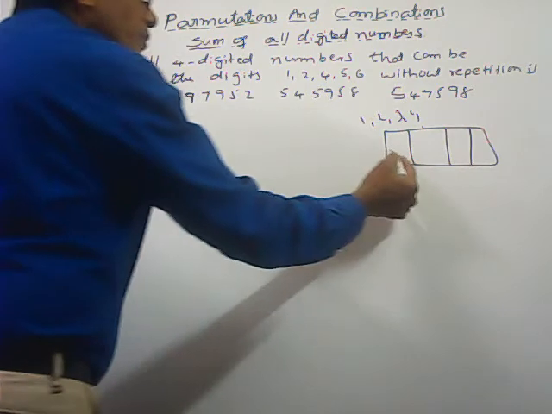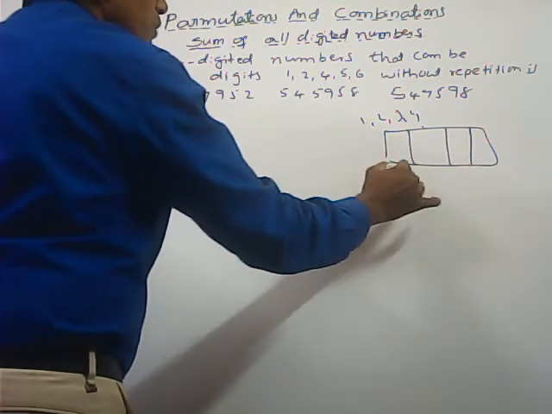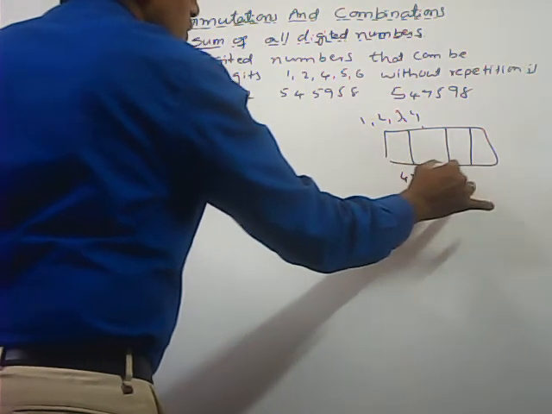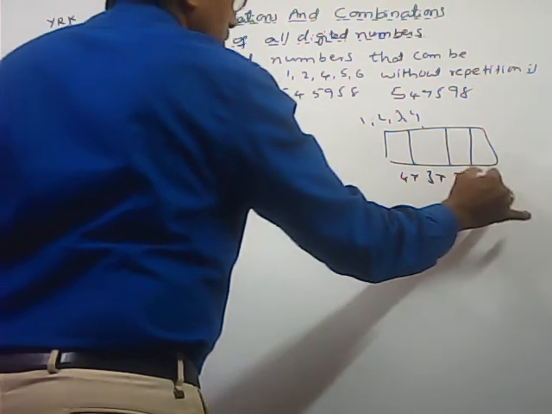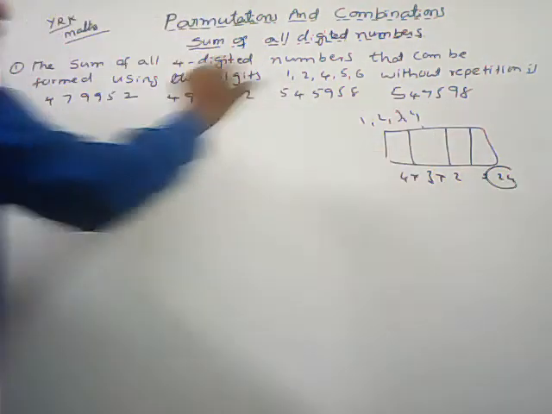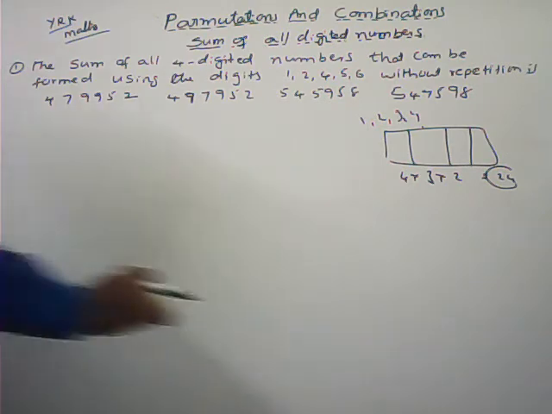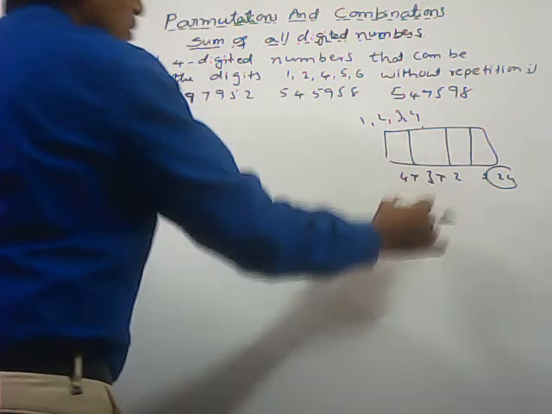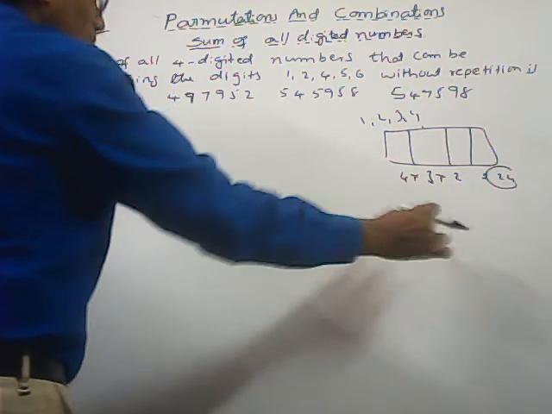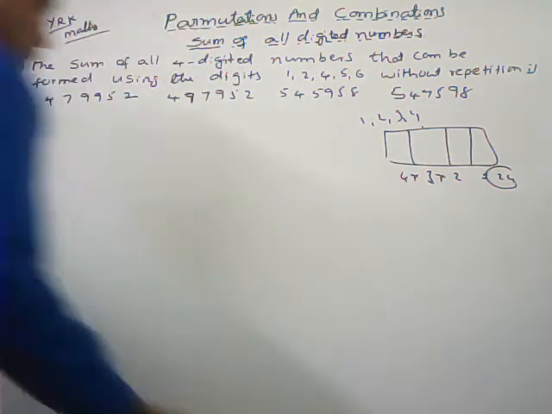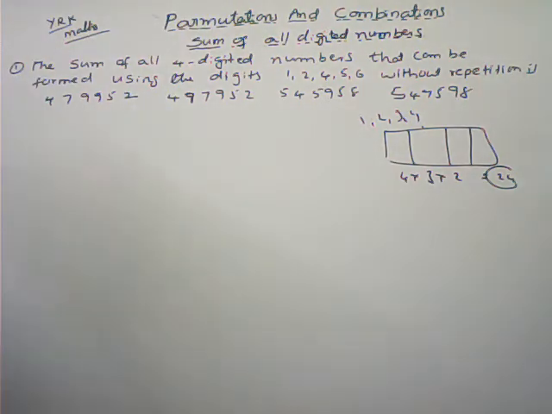So here, this one can be filled in 4 ways, this is 3 ways, this is 2 ways. In total, 24 numbers we can get by using the digits 1, 2, 3, 4. Here we can get 24 4-digit numbers. How to find the sum of all the 4-digit numbers? Sometimes 5-digit also, like that.